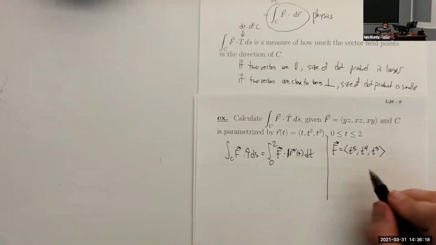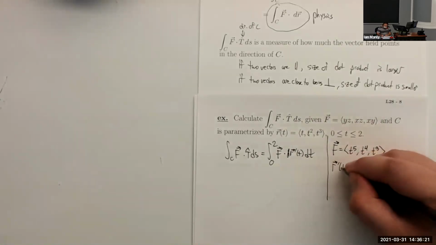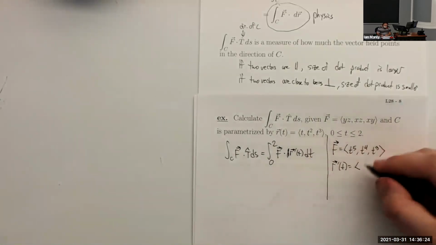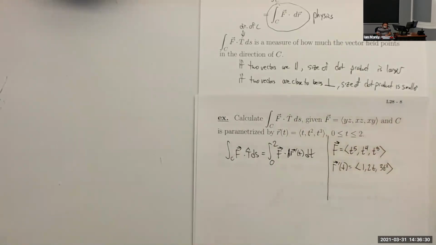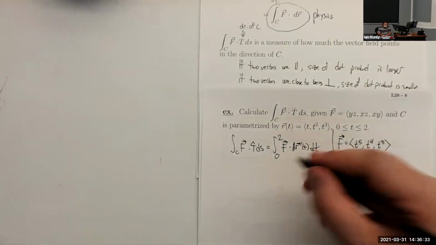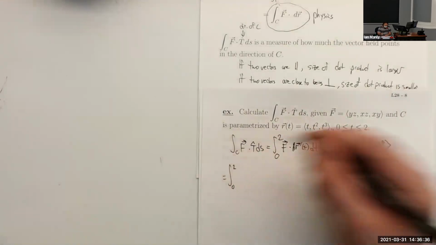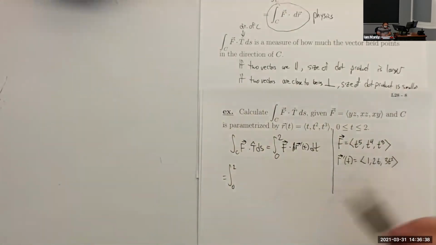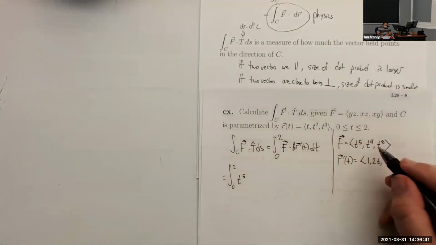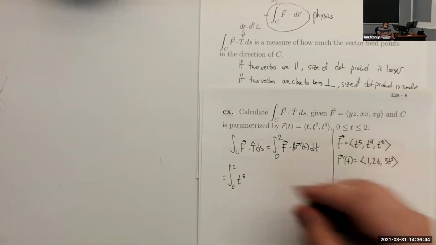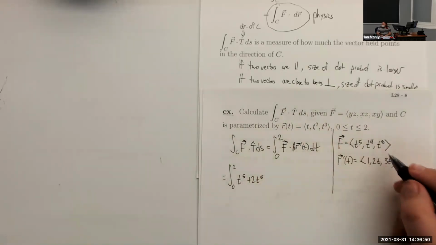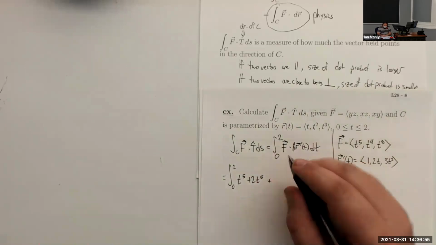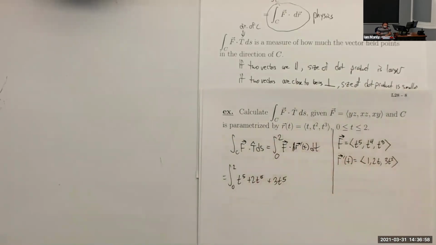All right. And then what's r prime? Well, let's see. The derivative of this will be 1, and then we have 2t, and then we have 3t squared. Okay, now let's proceed to take the dot product of these and then do the integral. So we have t to the 5th times 1, so that's t to the 5th. And then we add t to the 4th times 2t, so that's actually adding 2t to the 5th. And then finally, we do t cubed times 3t squared right here. So that's 3t to the 5th right here.